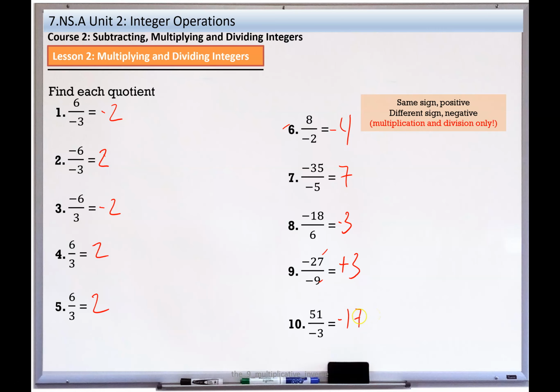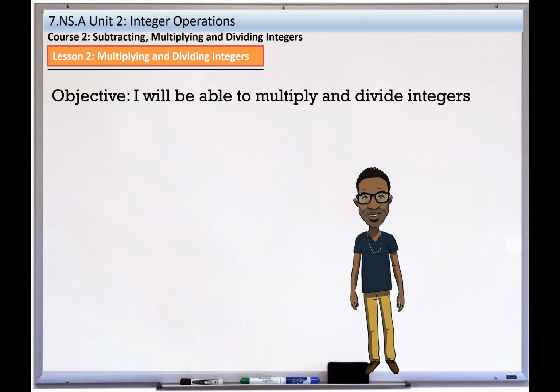Okay, and again, that's why multiplying and dividing is everybody's favorite.